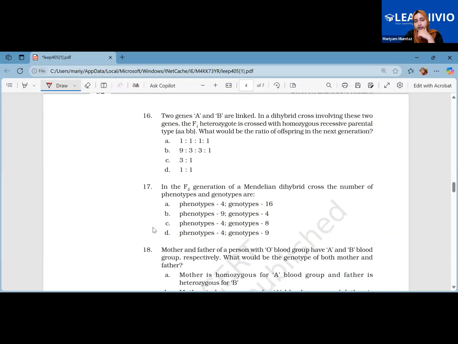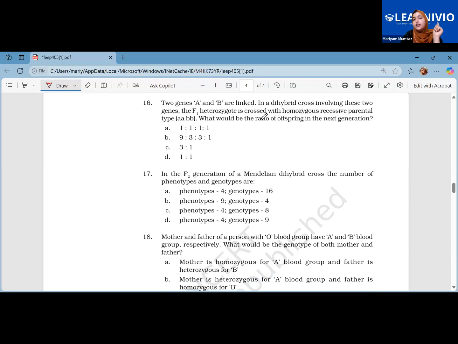Yes, ma'am. Okay. If two genes A and B are linked in a dihybrid cross involving these two genes, the F1 heterozygote is crossed with the homozygous recessive parent. What would be the ratio of offspring in the next generation? Do it. We're talking about dihybrid.